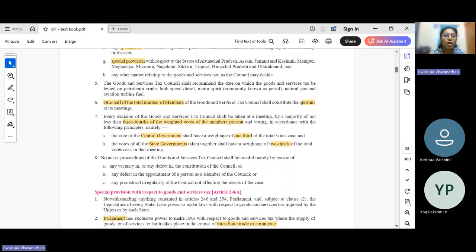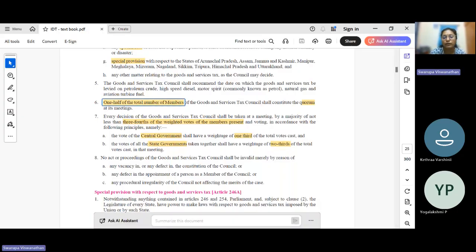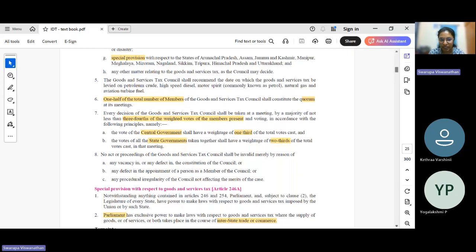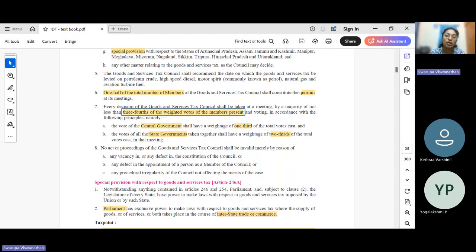And the council, what is the quorum? When the council is having a meeting, what is the minimum quorum required? Minimum quorum required is half of the total number. 50% is the minimum quorum requirement. And to pass a particular recommendation in the council meeting, at least 3/4 of the weighted votes of members present are needed. Okay, so 50% are present. So among the 50%, 3/4 of the weighted votes should be for a particular recommendation, for the recommendation to be approved.